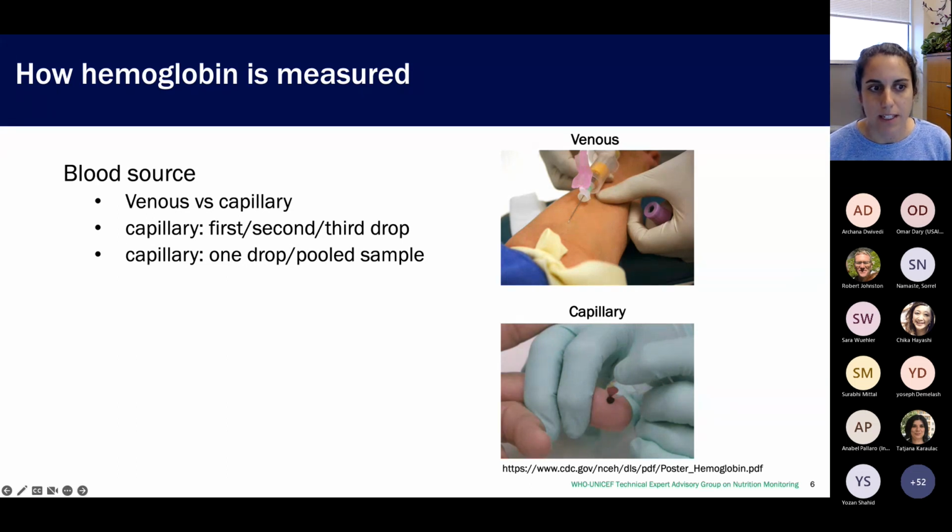And the other option is to not use just a single drop of capillary blood, but instead to use a pooled sample from multiple drops.